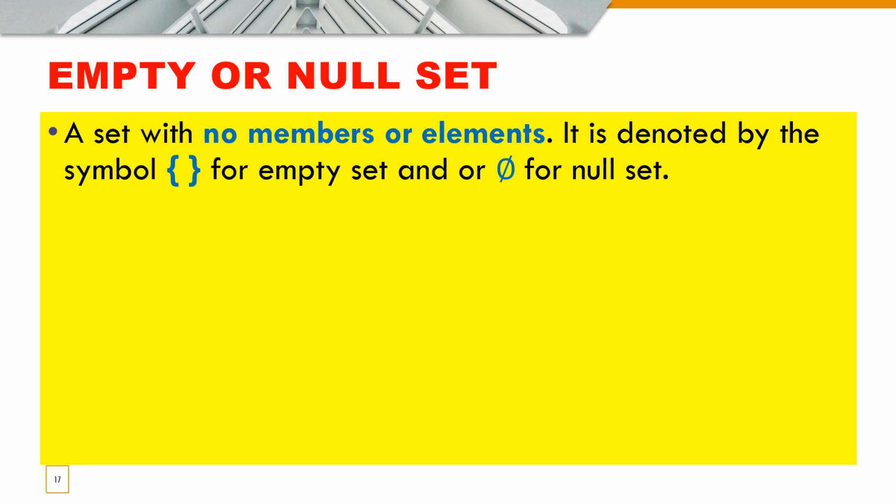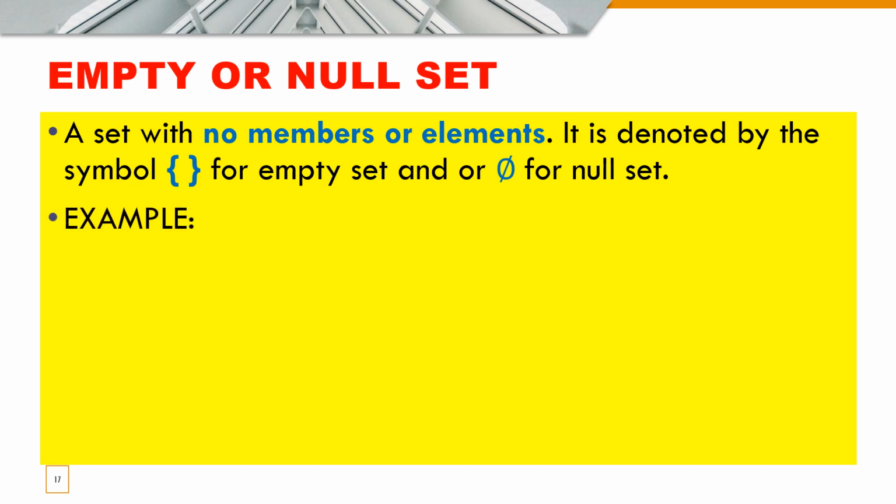Now, let's discuss an empty or null set. A set with no members or elements is called an empty or null set, and it is denoted by this symbol. Okay? Bracket without anything inside, for empty set. And this one, parang siyang circle na may slash, for null set.